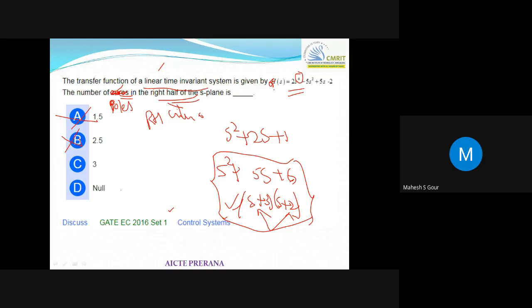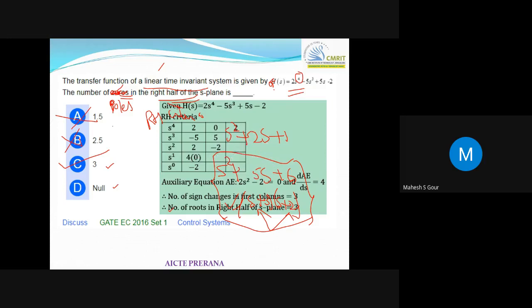Either the answer will be null or 3. Null can be the answer, and 3 can also be the answer. If you solve, you'll get the answer as 3. So, number of sign changes, how many are there? 1, 2, and 3. So totally there are 3 sign changes, so 3 poles are lying on the right hand side of the S plane.